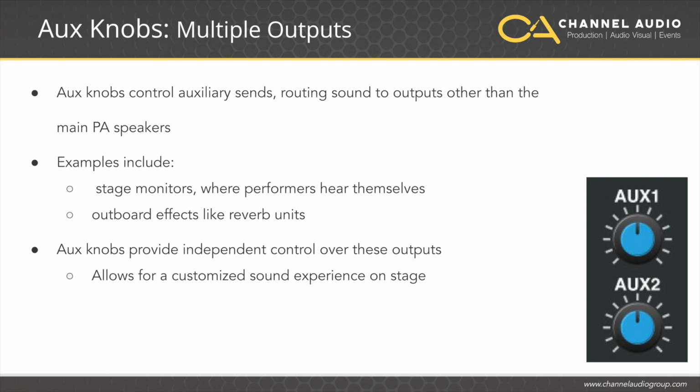Another example for using the aux knobs would be if you had an outboard effects processor like a reverb unit that you wanted to add to the singer's vocals. Since you don't want to put reverb on everything, just the singer's voice, you'd use an aux to set how much of the vocal you want to be sent to the reverb unit. Next, we're going to get into our fader.